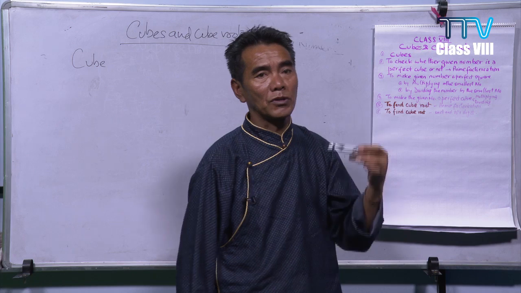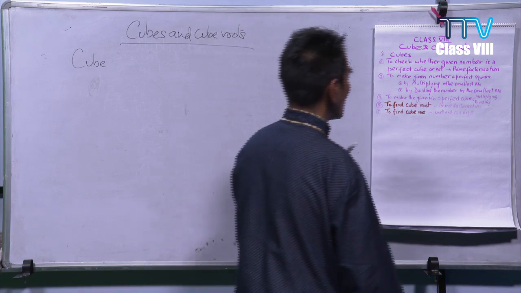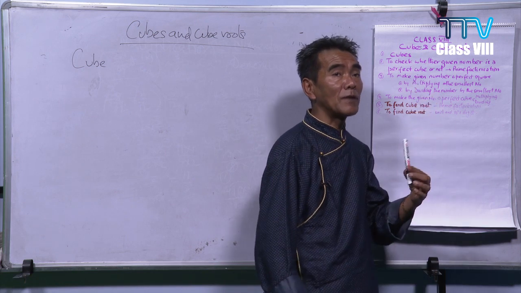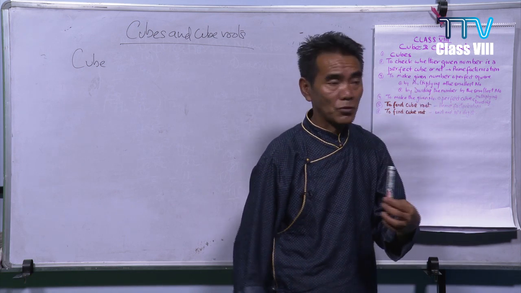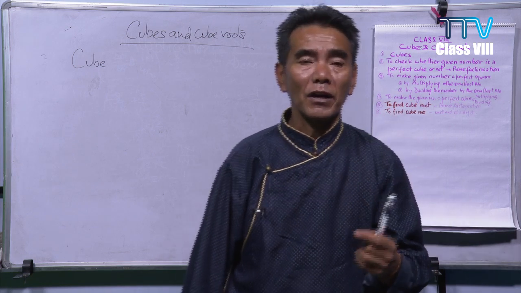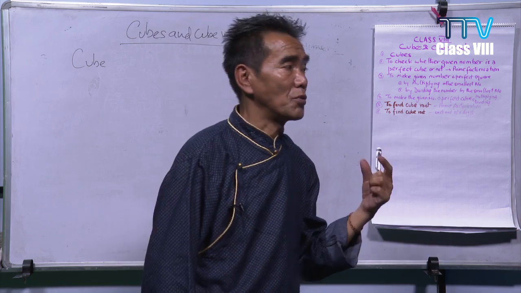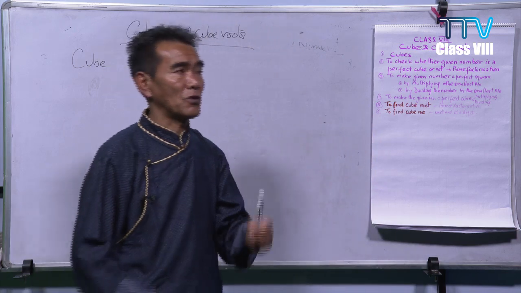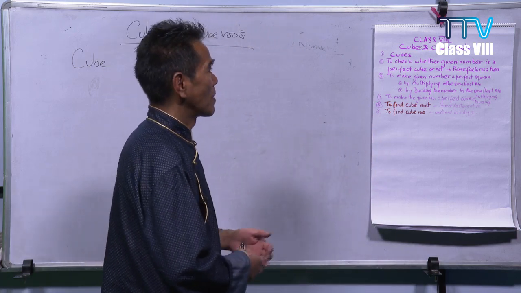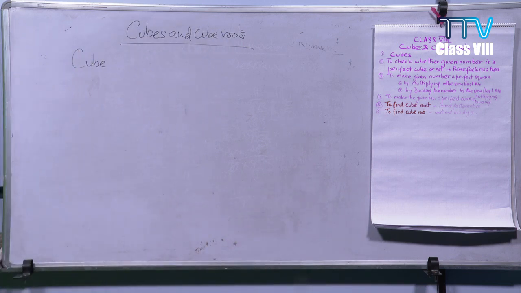The cube root, what is it? Cube root by the prime factor method. In this lesson, after cube prime factor, we will do shortcut methods using unit digit and ten's digit. Like square root, the cube root shortcut method uses unit digit and ten's digit. Okay, so the topic: cubes and cube root, the cube of x.